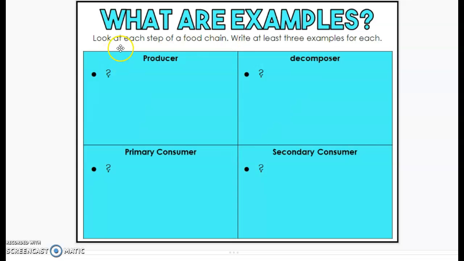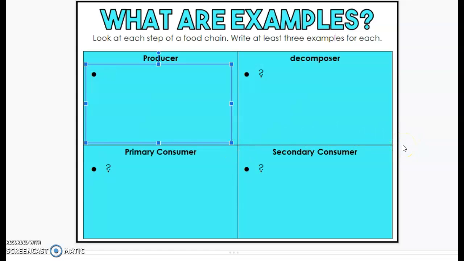Today we're going to be looking at some examples of producers, decomposers, primary consumers, and secondary consumers. We are going to end up writing 3 in each. I will write 1, and then I want you to come up with 2 more.